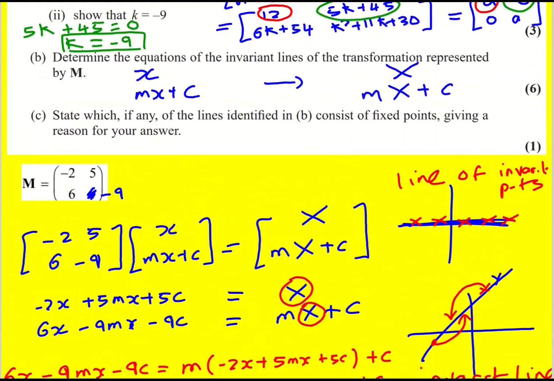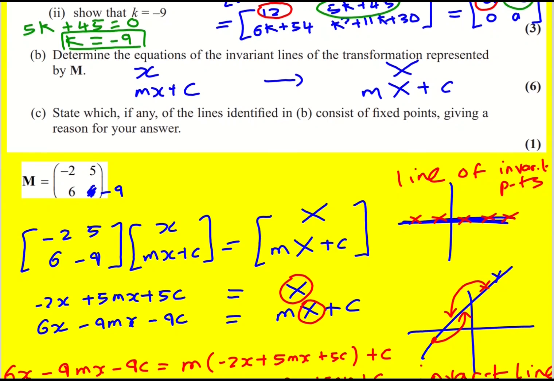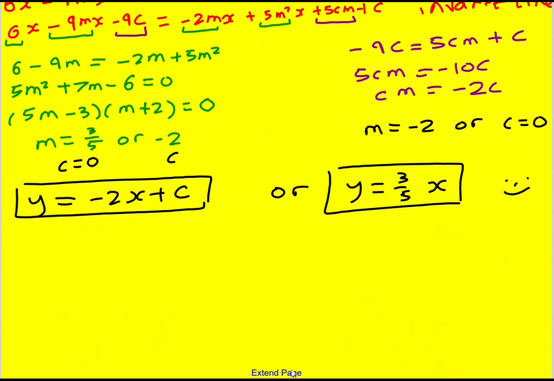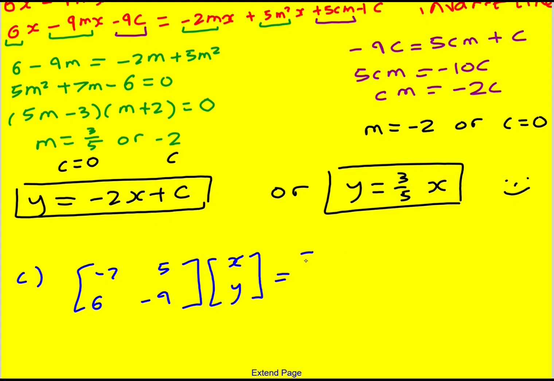Right, it says state which, if any, of the lines identified in B consists of fixed points, giving a reason for your answer, i.e. a line of invariant points. Okay. So the way I did this was I just decided to find the line of invariant points. I went back to the matrix, minus 2, 5, 6, minus 9. It is easier to get the line of invariant points because for any invariant point, it maps to itself.